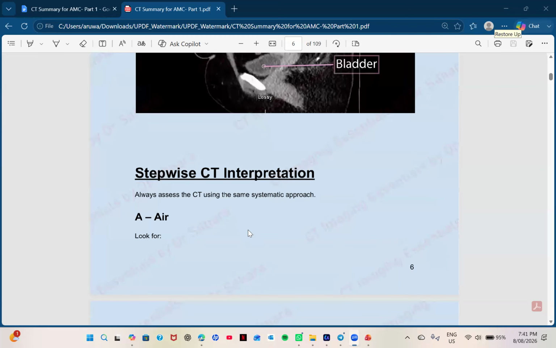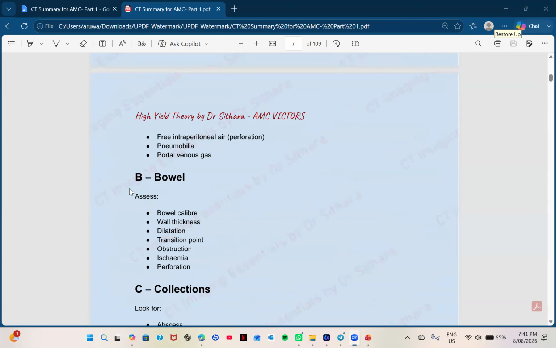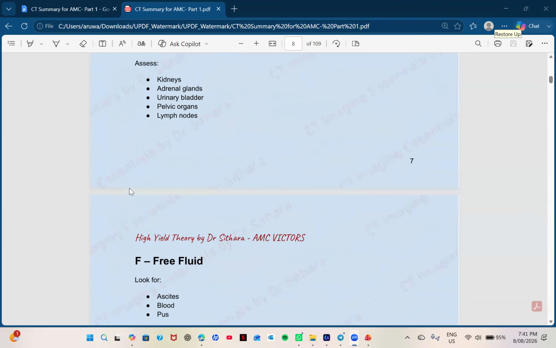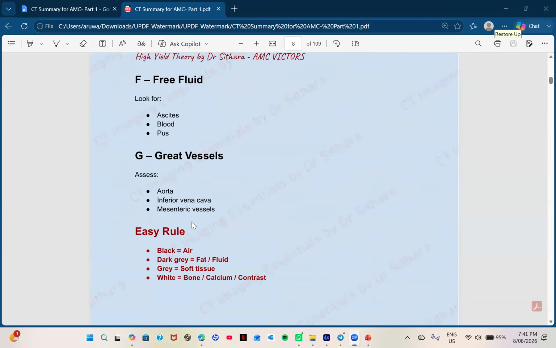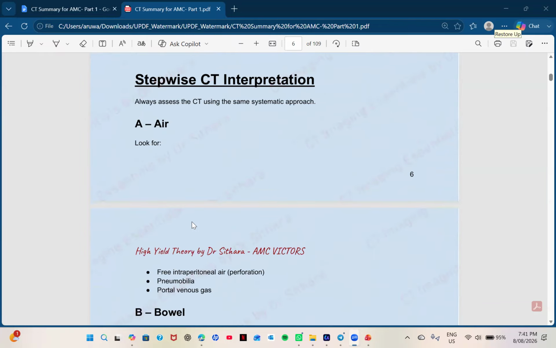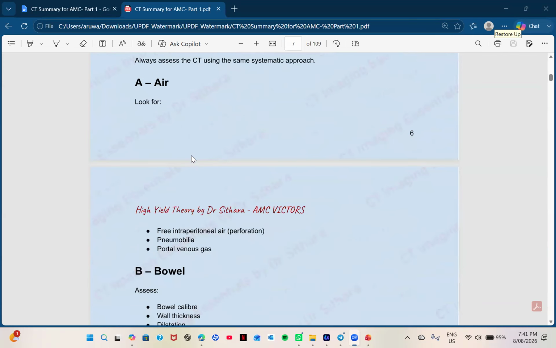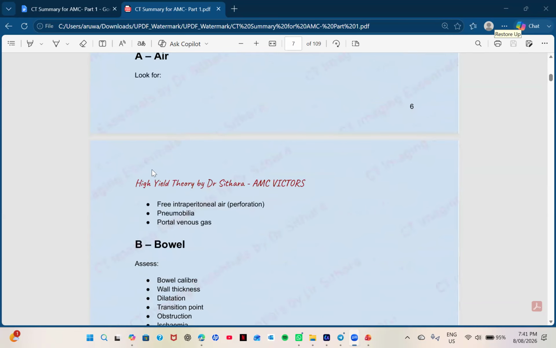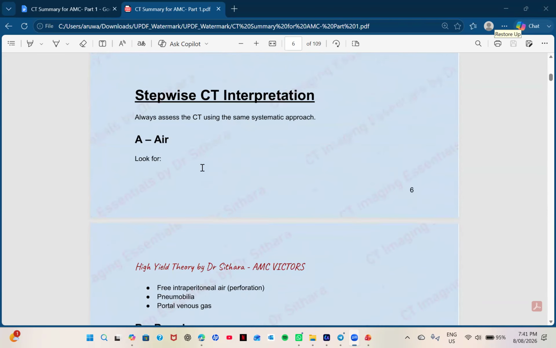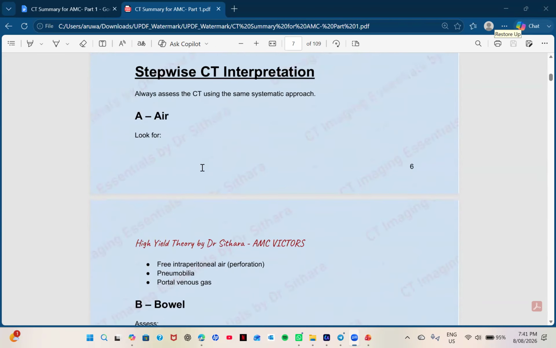Yeah, okay. So then you have to interpret this CT step-wise, right? We call it A, B, C, D, E, F, and G. This is the way of interpreting, right? So A means what? You are looking for air, right? You are looking for free intraperitoneal air, pneumobilia, or portal venous gas. So you need to check for air. This is the easy way to interpret the CT, right?